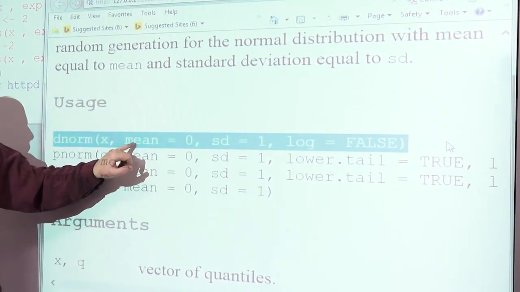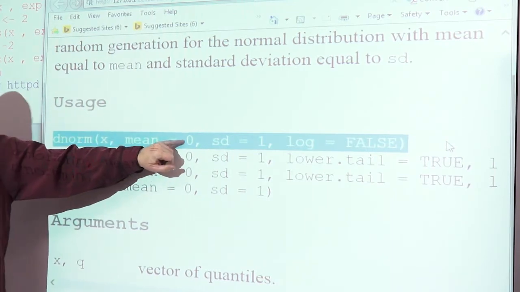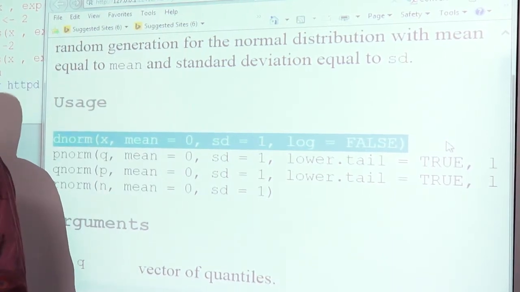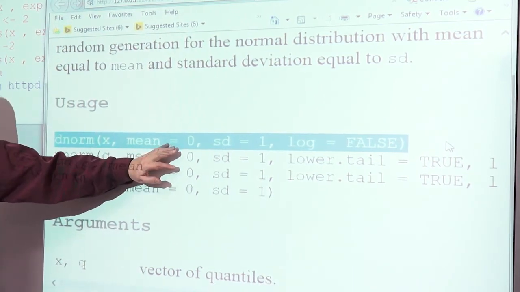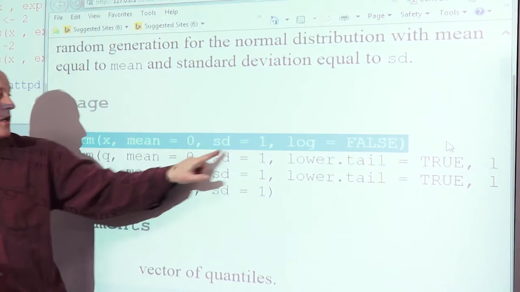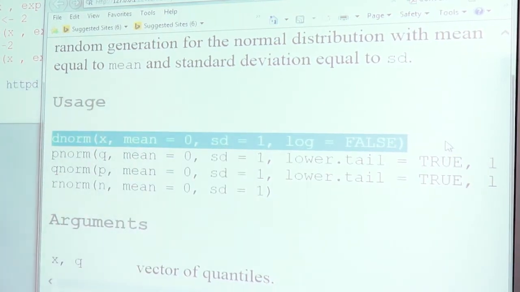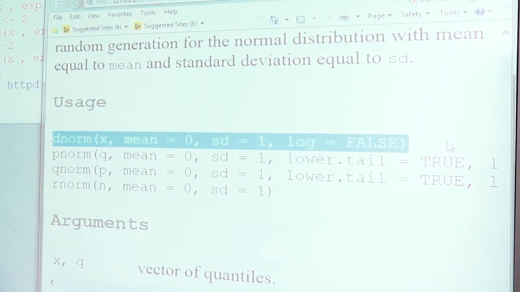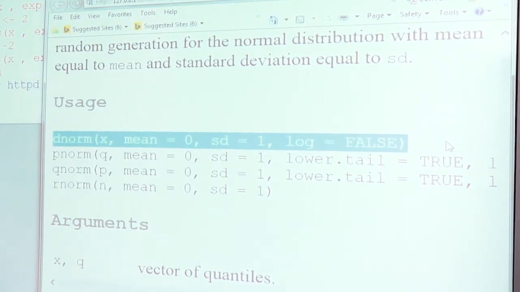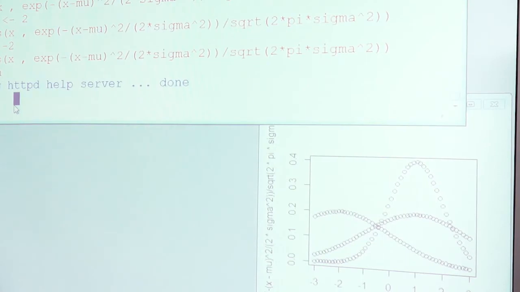These values here, when you look at the help page, this mean equals 0 tells it that the mean equals 0 unless I tell it something different. So I can override that, but if I don't, it'll just pick up the mean from here and say mean equals 0 and standard deviation equals 1. So if I don't tell it any different, it will just plot the standard Gaussian. Or return the standard Gaussian. So let's have a look at that.